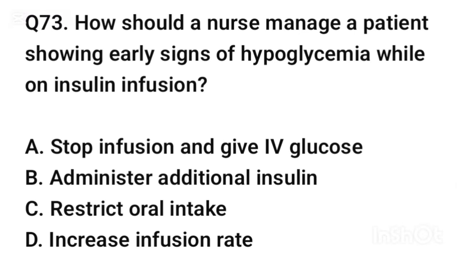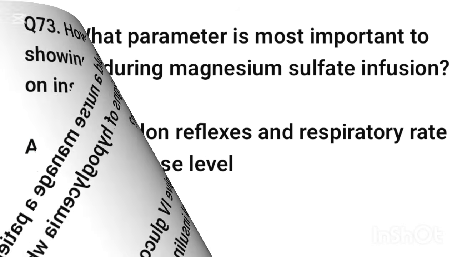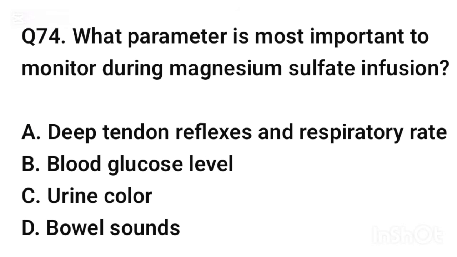Question number 73. How should a nurse manage a patient showing early signs of hypoglycemia while on an insulin infusion? The correct answer is option A. Stop infusion and give IV glucose. Question number 74. What parameter is most important to monitor during magnesium sulfate infusion? The correct answer is option A. Deep tendon reflexes and respiratory rate.